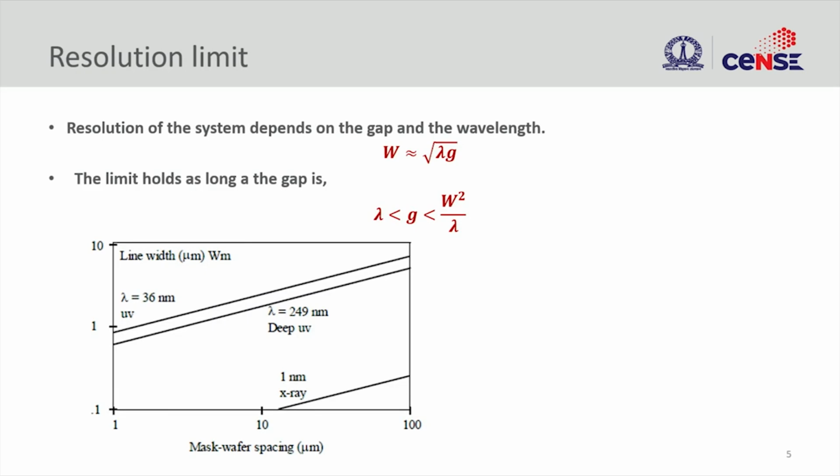And then we need to know about the resolution of this technique. So, the resolution of the proximity printing depends on the gap and also your wavelength, right. So, W is the resolution, the width depends on the square root of your wavelength and your gap. This is very much understandable because your wavelength dictates your scattering, right. So, as I already mentioned, based on your wavelength, your light scattering is limited, right.